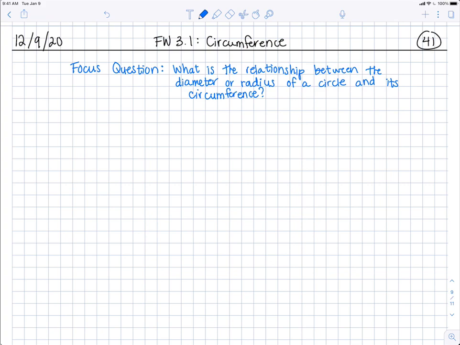So go ahead, copy down this title page, copy down the focus question, please take a moment, pause the video. Alright, hopefully you paused the video and copied this down. Our focus question is, what is the relationship between the diameter or radius of a circle and its circumference? And that's what we're going to be looking at today.